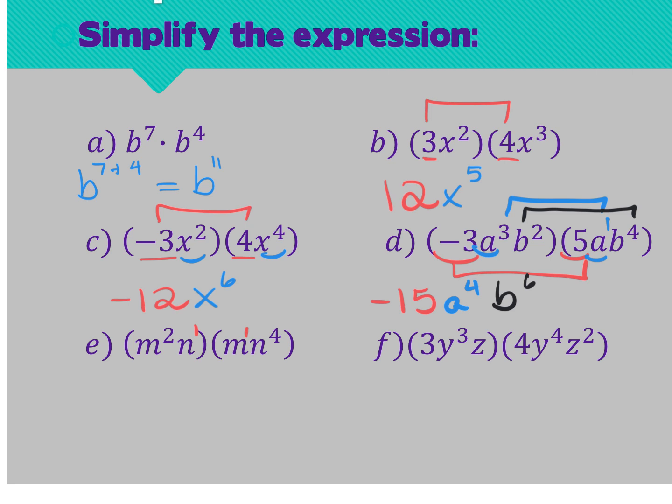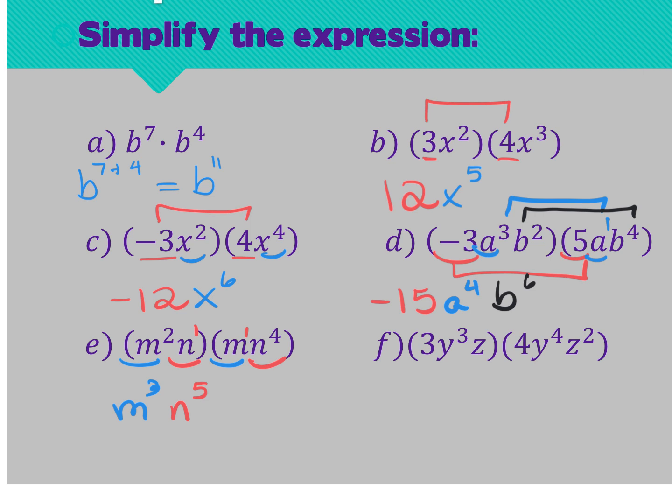So when I go back to look for my like bases, I have an m squared multiplied to an m to the 1st. So this will become m to the 3rd, and then n to the 1st, n to the 4th, and I get n to the 5th. I'm adding 1 plus 4.